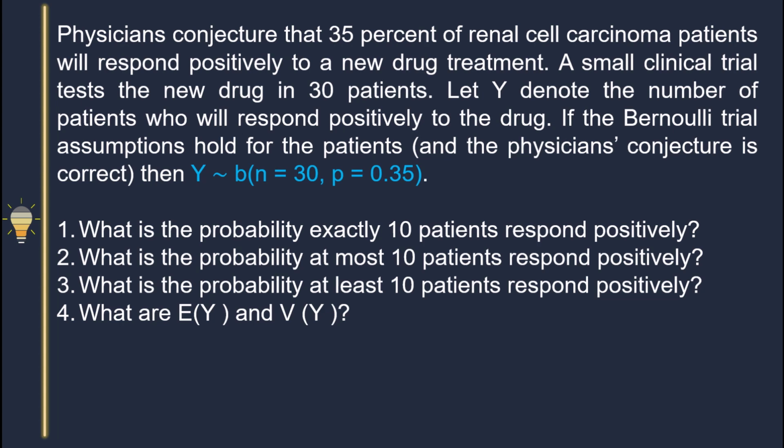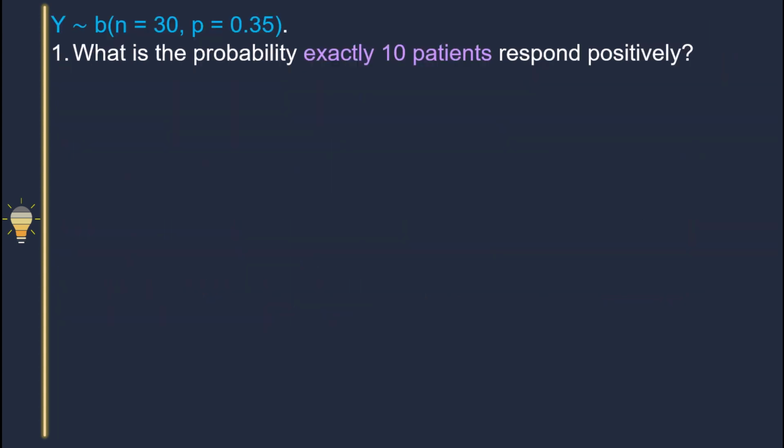Alright. Now you understand this Y is the random variable. It has a binomial distribution, n equals 30 and p, which is the success probability, is 0.35. The first one is asking: what is the probability exactly 10 patients respond positively? How do we find it?